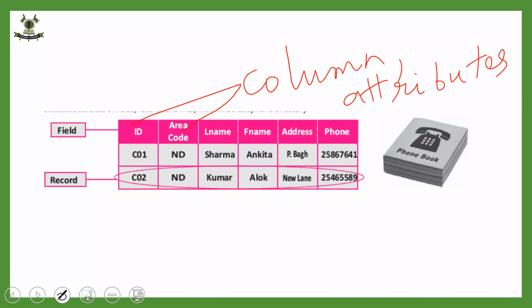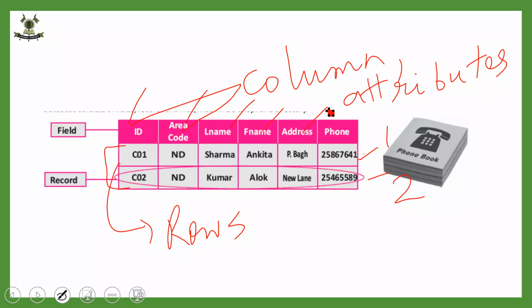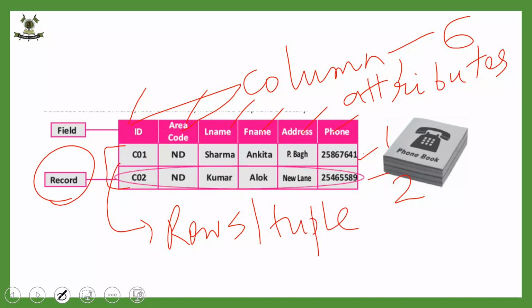Whereas these are your rows. So how many rows are there in this table? We have two rows. You can see the first row and second row. And how many columns are in this table? 1, 2, 3, 4, 5, 6. So we have 6 columns. Another name for a row is record, or we can also call it a tuple, right? So how many tuples are in this particular table? We can say we have 2 tuples, right?